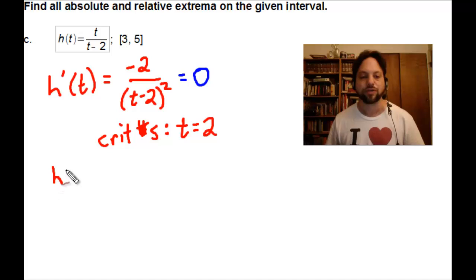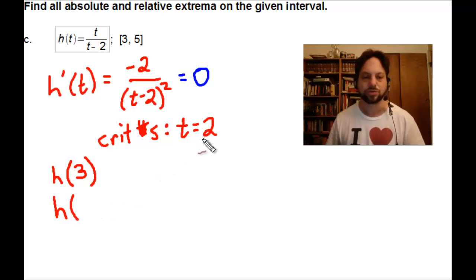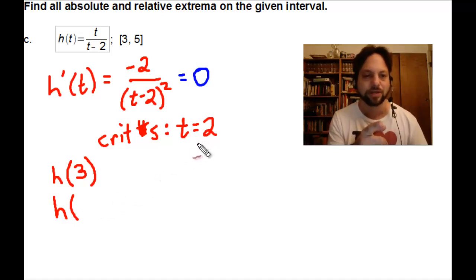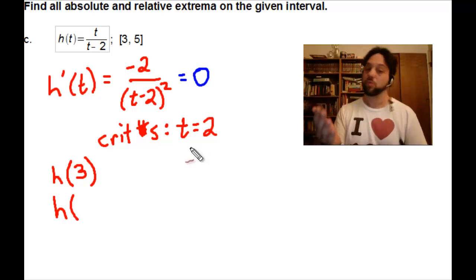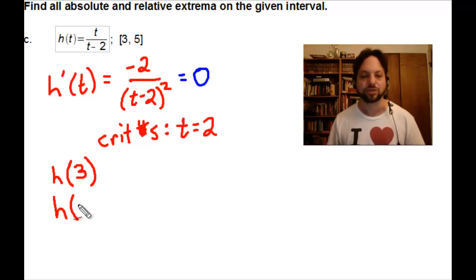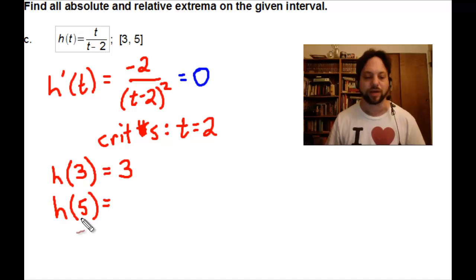So let me go back to the original function. I need to evaluate it at the beginning of our interval, which is at 3. We need to evaluate it at all the critical numbers, which is 2. But wait a minute, 2 is not even in our interval to begin with. So we actually don't have to evaluate it at 2. It's irrelevant what happens there. And let's just evaluate it at the endpoint of our interval. If we do that, h of 3 will give us 3, while h of 5 gives us 5/3.